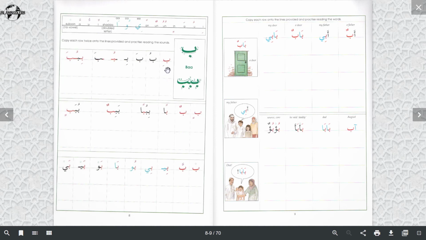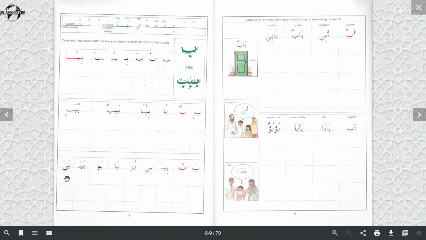Ba. Line 1. Bi. Bu. Ba. Line 2. Bin. Bun. Ban. Bi. Bu. Ban. Ba. Bi. Bun. Bu. Ba. Bin. Line 3. B. Bu. Ba. Bau. Bay.